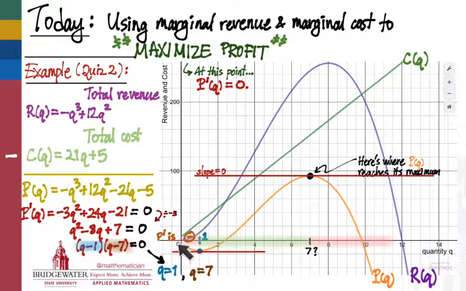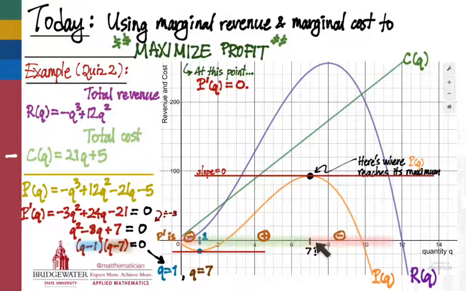Well, at 0, for example, P prime, if I plug in a 0 for q, turns out to be a negative number. So P prime is negative for numbers that are less than 1 for q. Meanwhile, for numbers q between 1 and 7, if I pick q equals 2, for example, and plug it into this marginal profit function, I get a positive quantity. In other words, P prime is positive because P is increasing between 1 and 7.